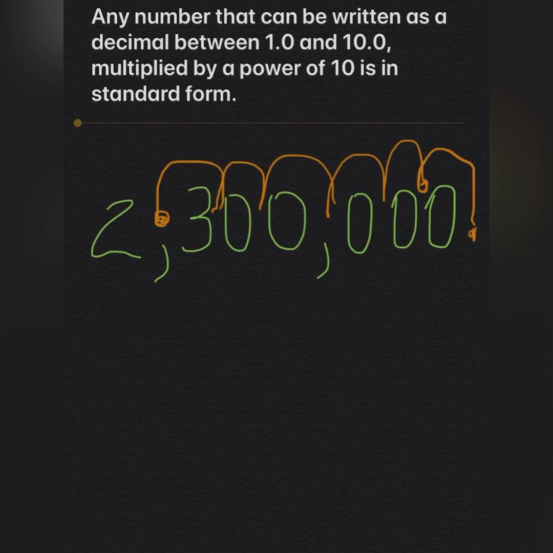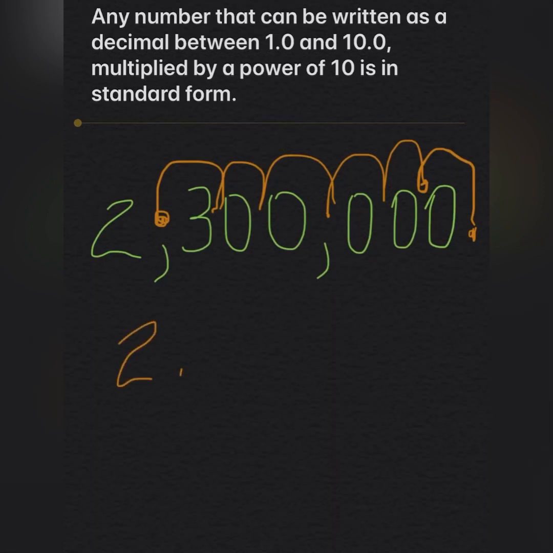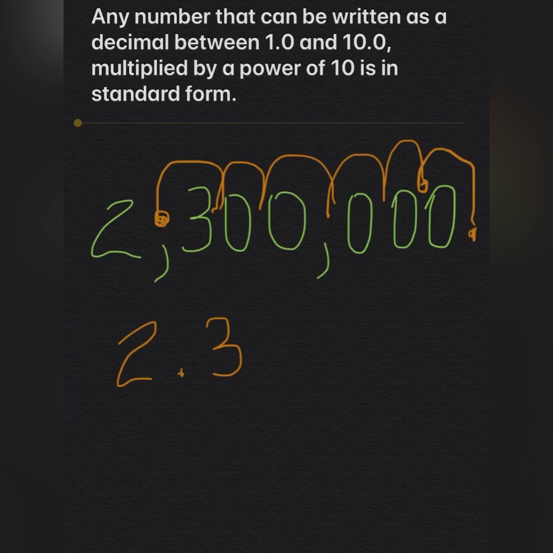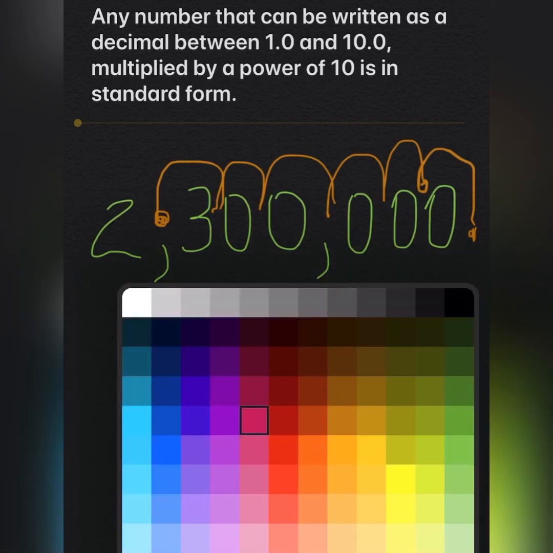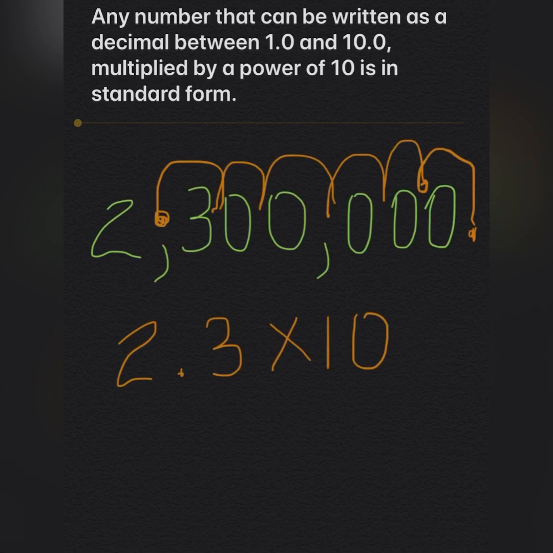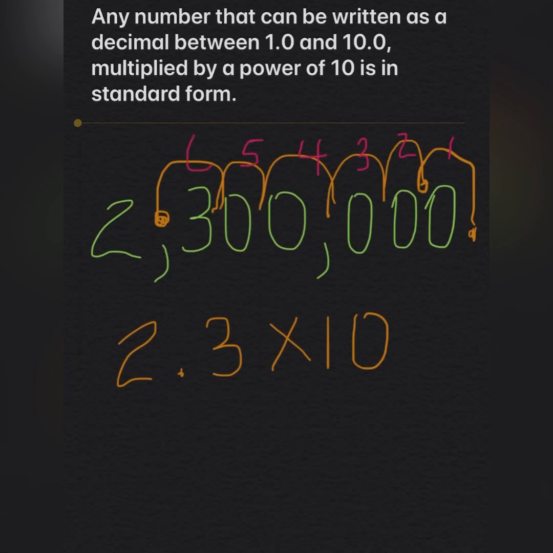That's a perfect number, so we write it down: 2.3. It is always multiplied by 10 to a power. To know what the power is, we count how many spaces we moved. We started here and moved 1, 2, 3, 4, 5, 6 spaces. So the power is going to be 6.